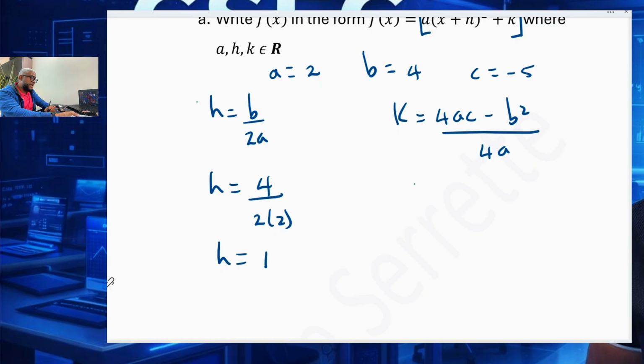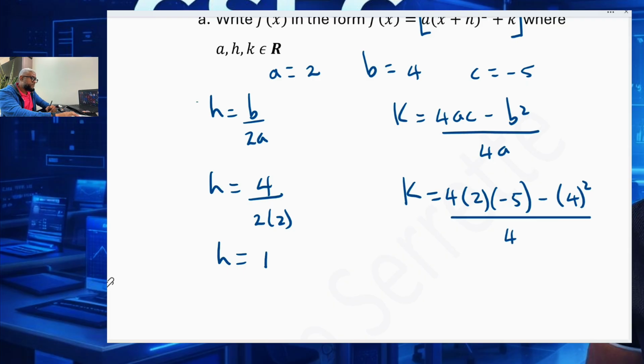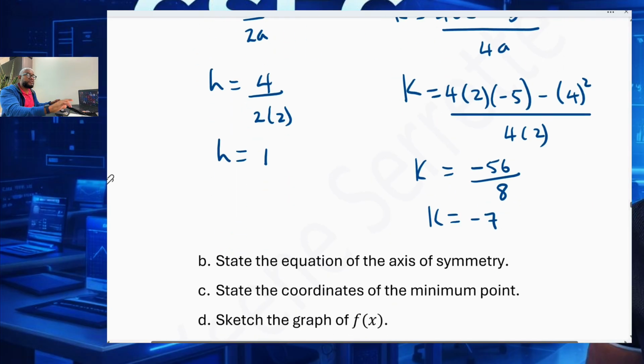Let me go here now. K would be equal to 4 times 2 times negative 5 minus B squared, which is 4 squared, all over 4 times 2. Right? So what would we get when we work out the numerator here? This will be equal to negative 56 divided by 4 twos are 8. So K would be equal to what? Negative 7.